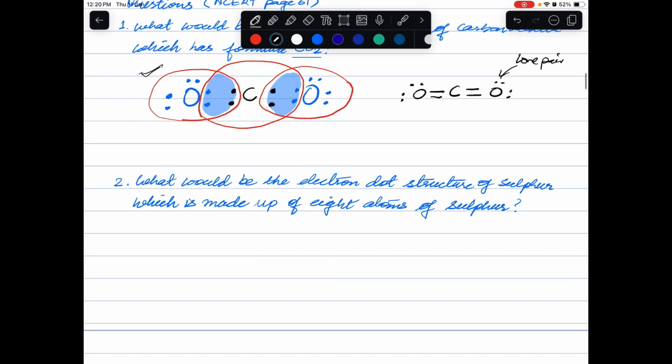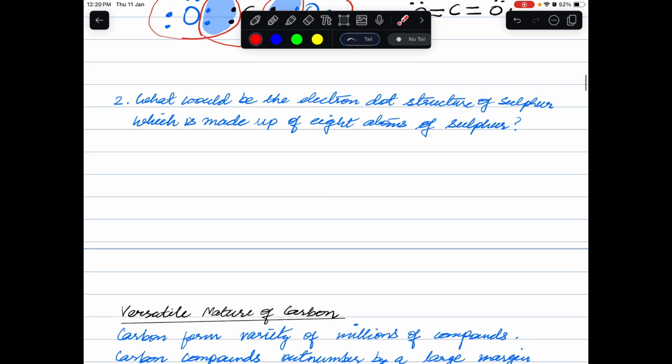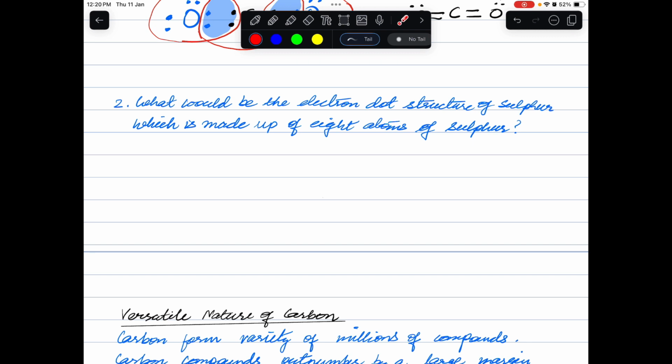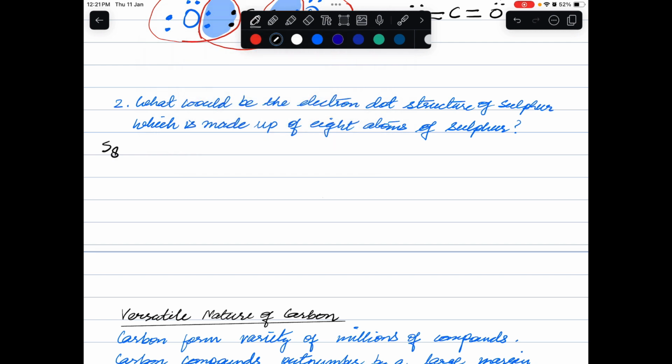In the next question, we have: what would be the electron dot structure of sulfur, which is made up of 8 atoms of sulfur? So we have to depict here how many atoms? 8 atoms. Sulfur exists as an S8 molecule. So we will show 8 atoms: 1, 2, 3, 4, 5, 6, 7, 8. These are the 8 sulfur atoms.